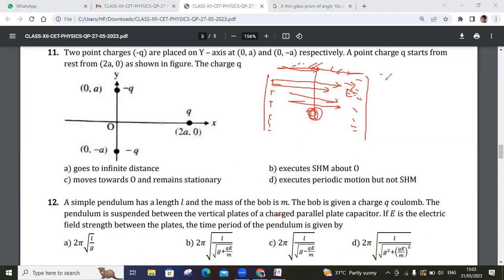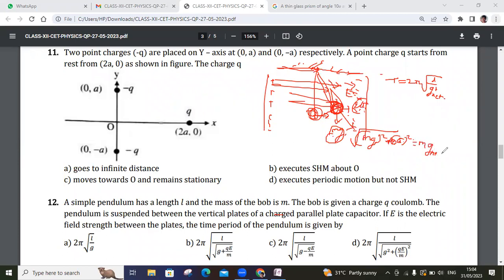So for the time period of the pendulum, what is the formula? 2 pi root of L by g. Actually, this g you can take as g dash or g net. You have to just find it. Suppose the pendulum goes here now, because the electric field is there. Suppose the electric field is like this, so it will move like this, and g is also there. So this will be QE and this will be Mg. So we see what the net force is now: root of (Mg) square plus (QE) square. If you make this equal to M g net, and take M common and cancel, it will remain g net is equal to root of g square plus (QE by M) whole square. This will be your net g, which will come in 2 pi root of L by g.